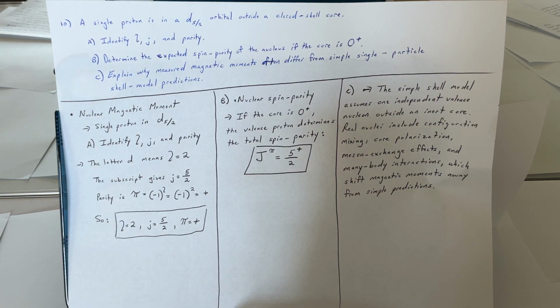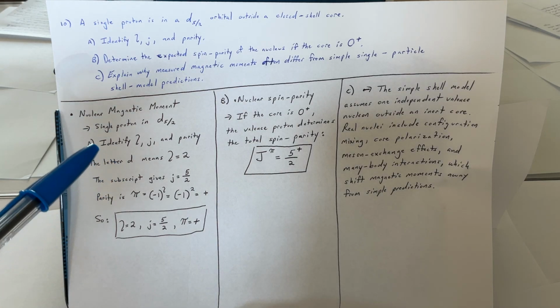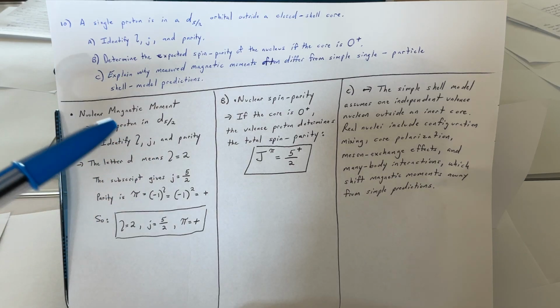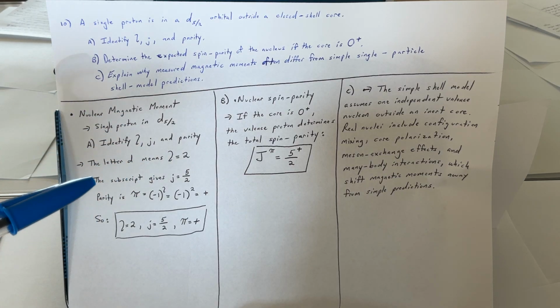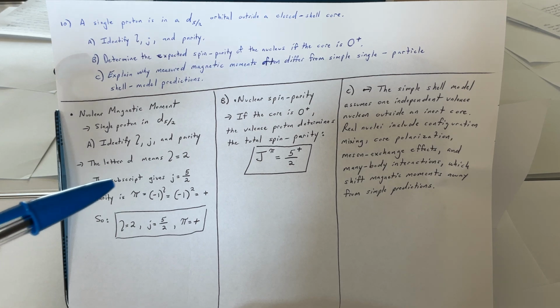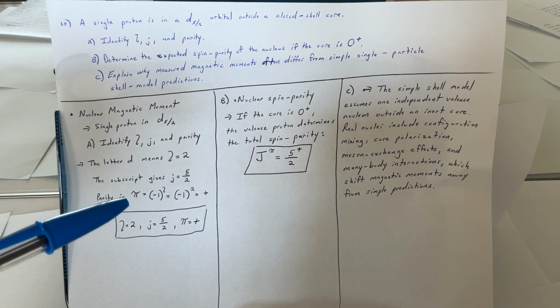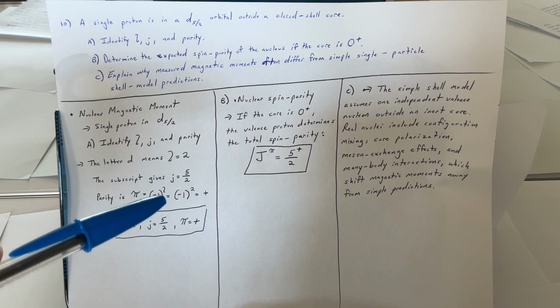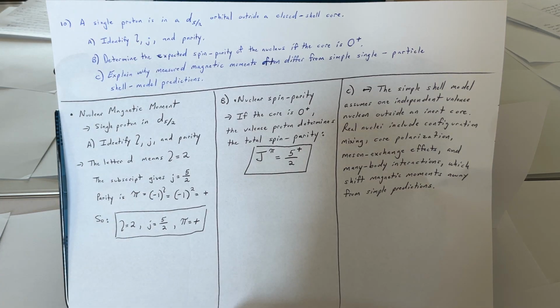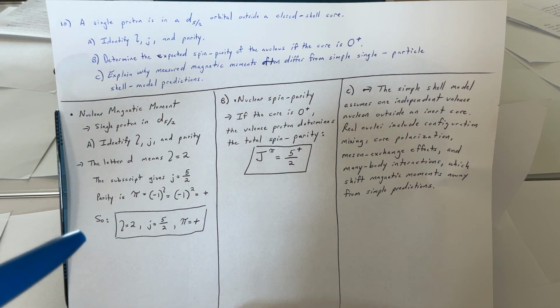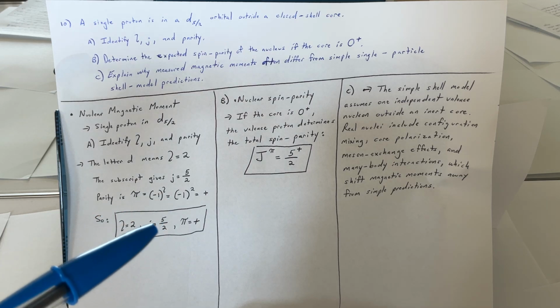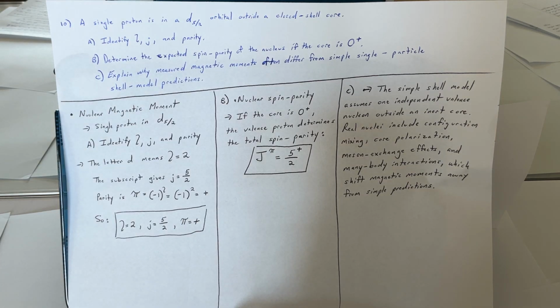So we're dealing with letter D, I'm sorry. Letter D means orbital angular momentum is 2. The subscript gives J equals 5/2. Parity is pi equals -1 to the orbital angular momentum, and that's (-1) squared, which is positive. So for orbital angular momentum 2, J is 5/2, and the parity is pi equals plus.